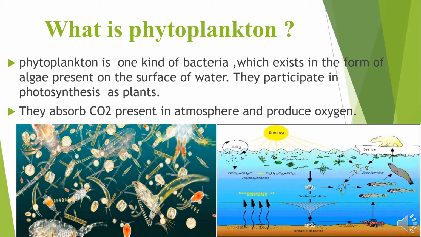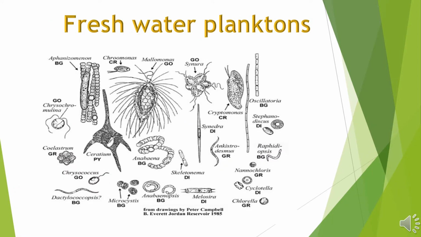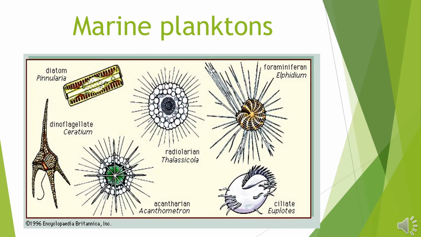What is phytoplankton? Phytoplankton is one kind of bacteria which exists in the form of algae present on the surface of water. They participate in photosynthesis as plants do. They absorb CO2 present in the atmosphere and produce oxygen. Freshwater planktons. Marine planktons.